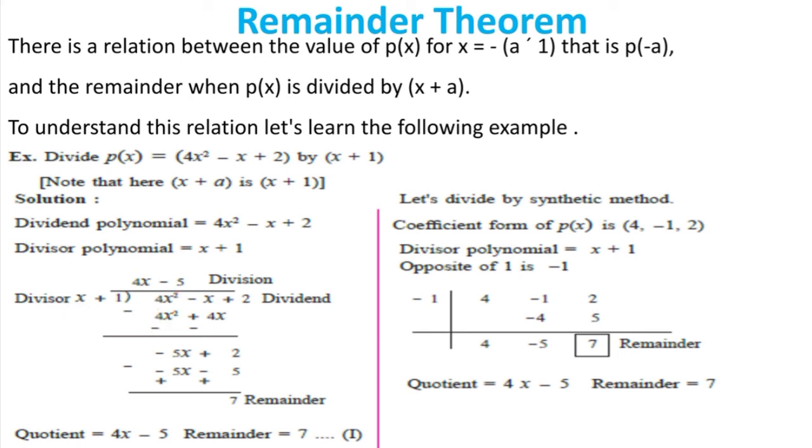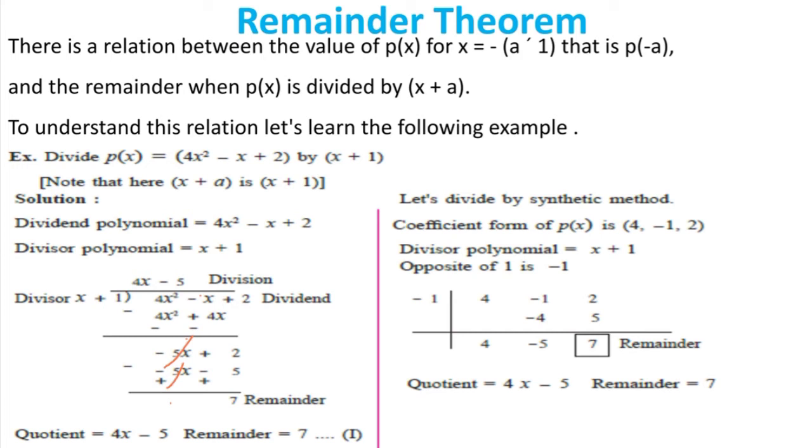4x minus 5. Now multiply minus 5 into x, minus 5x, minus 5 into plus 1, minus 5. Signs are changed, plus plus. Minus 4x plus minus 5x, plus 5x cancel. 5 plus 2 is 7, means the remainder is 7. Here the quotient is 4x minus 5 and the remainder is 7.